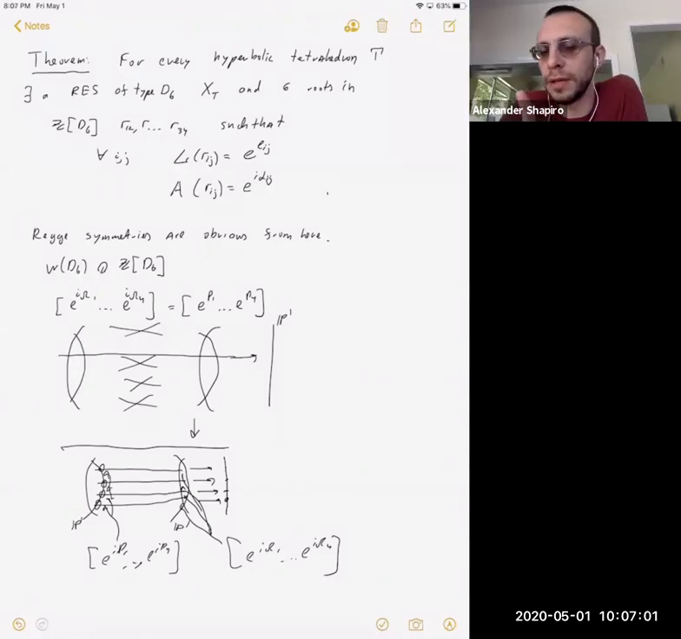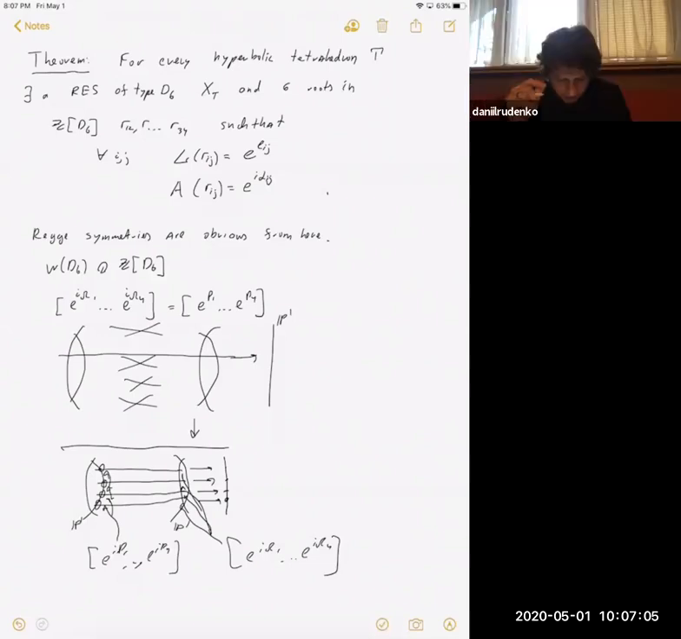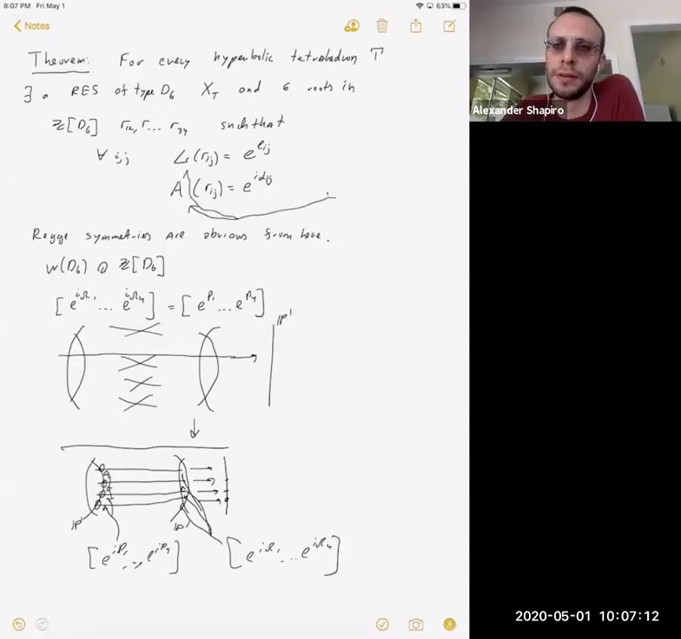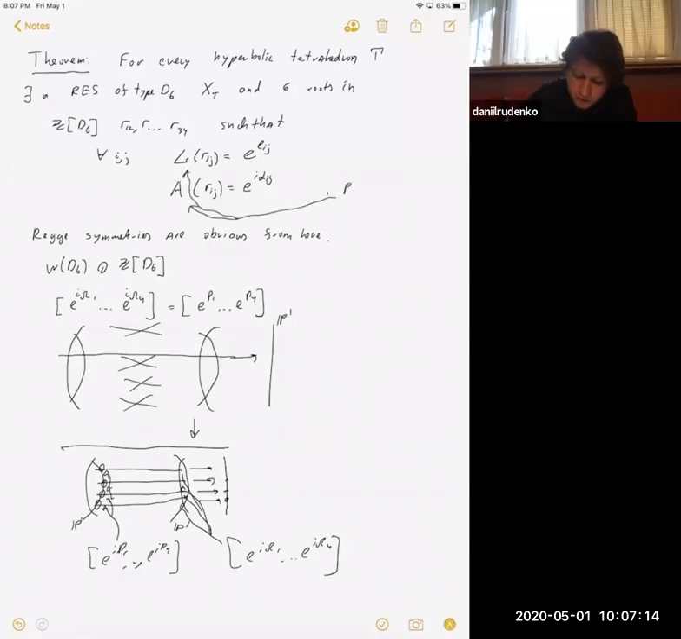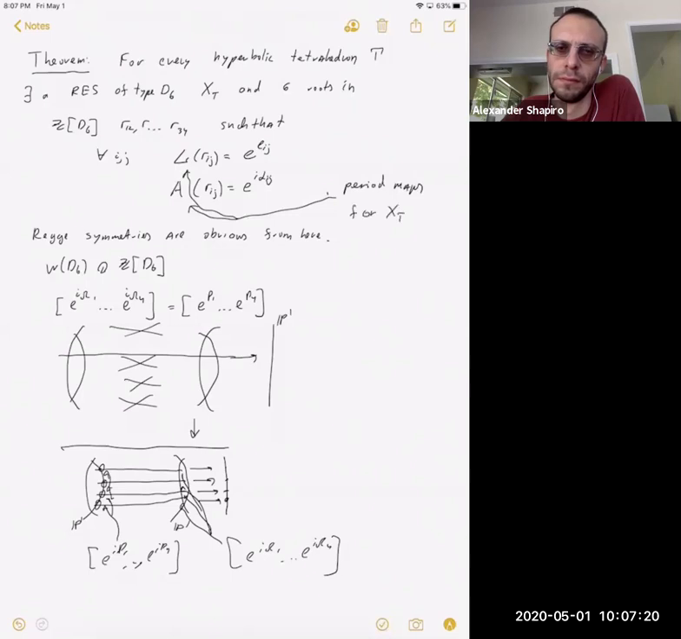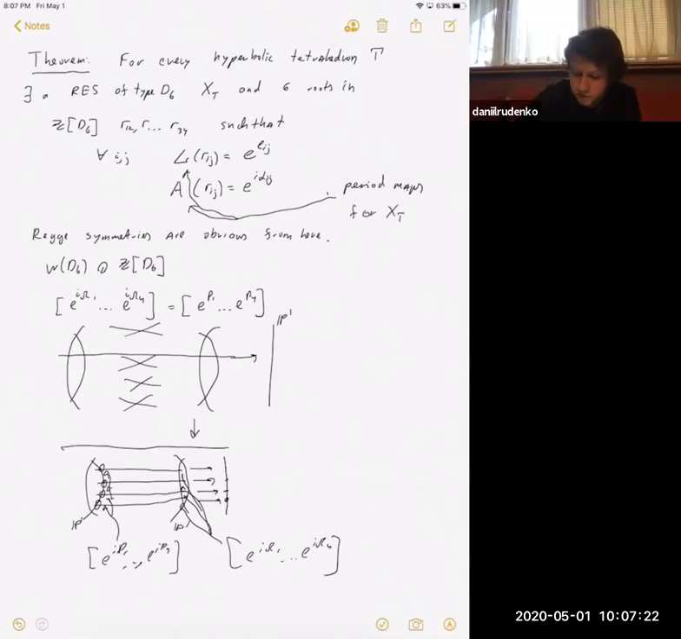I'm sorry, may I also ask, can you remind what L and A are once again? Just to recap. So L and A are, so you mean these big maps? Yeah. So these are geometrically defined. These are called period maps for X_T, and this is because they resemble basically period maps for K3 surfaces.